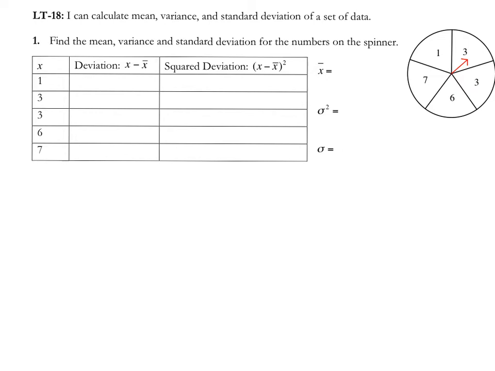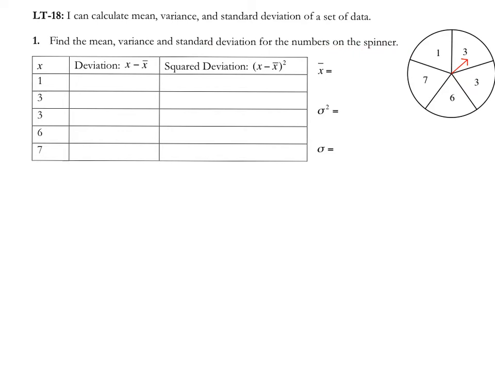So here we have a spinner and there are 5 different equal wedges. There's 1, there's 2 3s, there's a 6, and there's a 7. And the question asks you to find the mean, variance, and standard deviation for the numbers on the spinner.